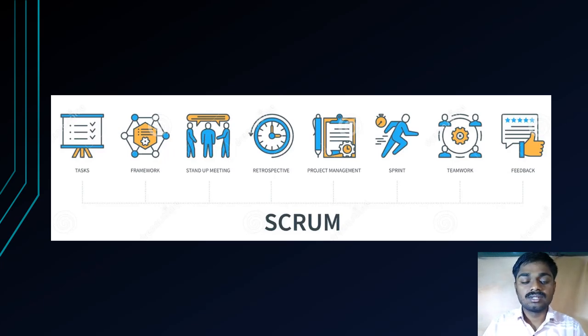The project management. Scrum involves active project management where tasks are tracked and prioritized in real time. Tools like the sprint backlog and burn down charts help in tracking the progress and ensure goals are met within each sprint. And teamwork. Scrum relies heavily on teamwork, where cross-functional team members collaborate closely to deliver value.